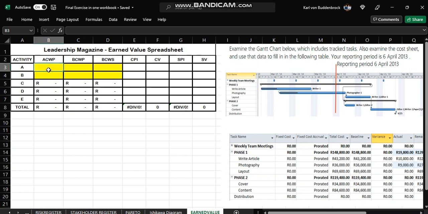So if we were to take here the actual cost of work performed, the actual cost here would be 10,800 on ACWP, right? So we would put 10,800 there, right? And then on B would be 9,000. This is actual cost of work performed. All right, good.